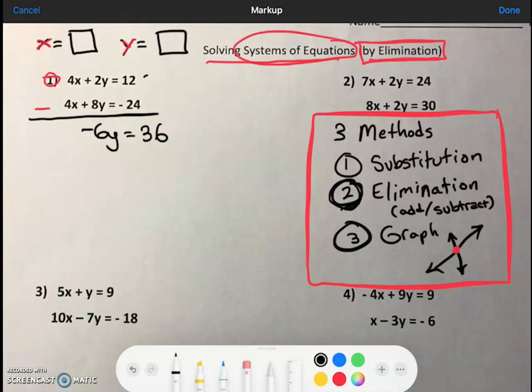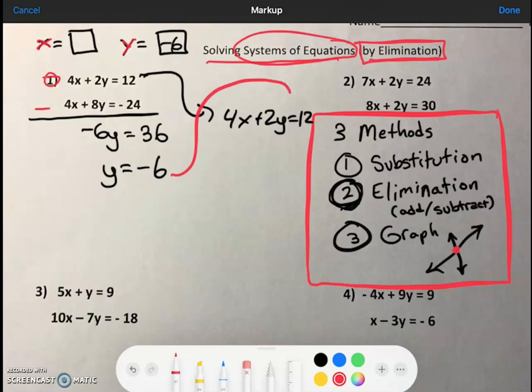Now we're going to notice x is gone. You're going to solve for y by dividing by negative 6. So y is negative 6. Now you're not done. You've got to solve for x. Take either equation, the top or the bottom one. I'll take this top one. Now that you know what y is, you substitute that right there and then solve for x. So it's 4x plus 2 times negative 6 is equal to 12. Go ahead and number crunch and figure out what x is.